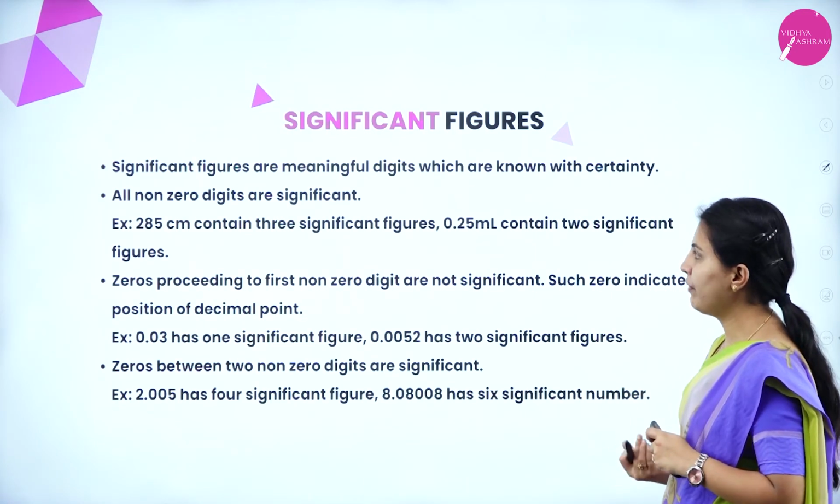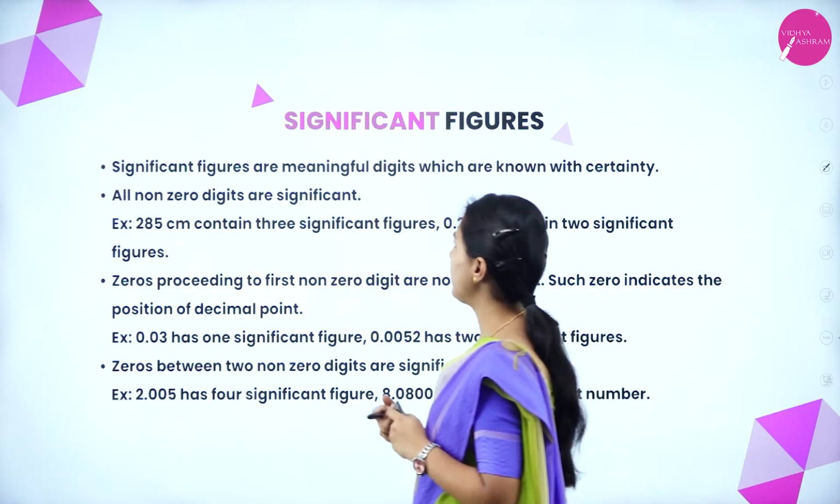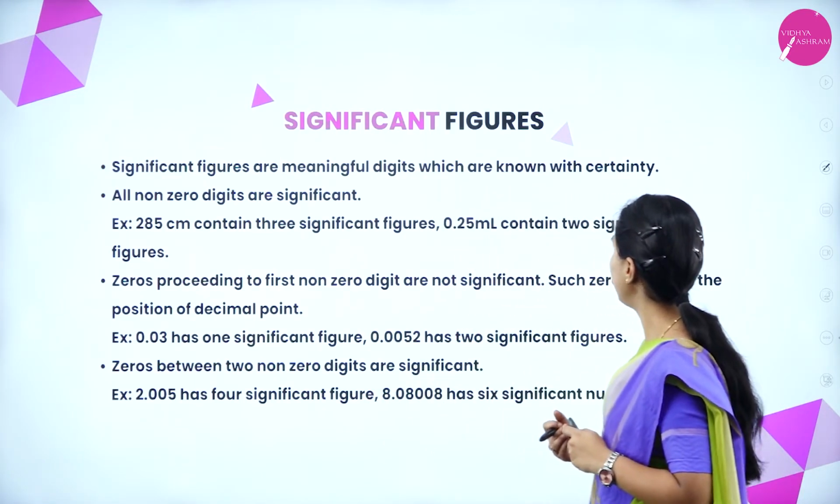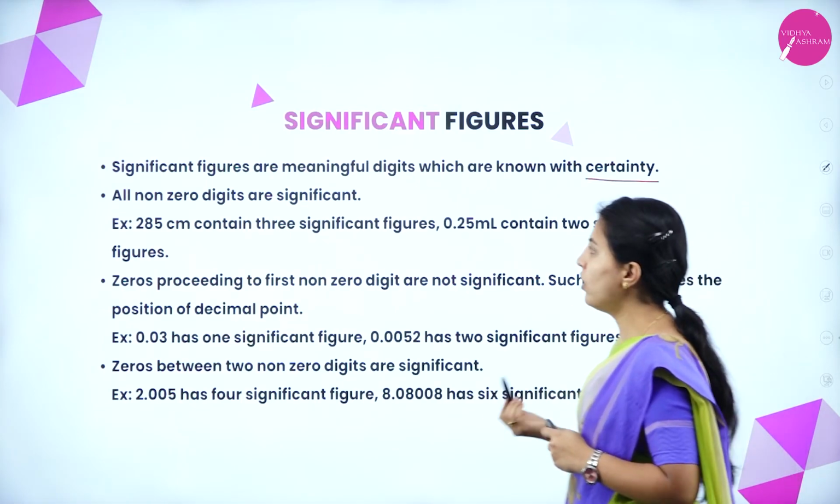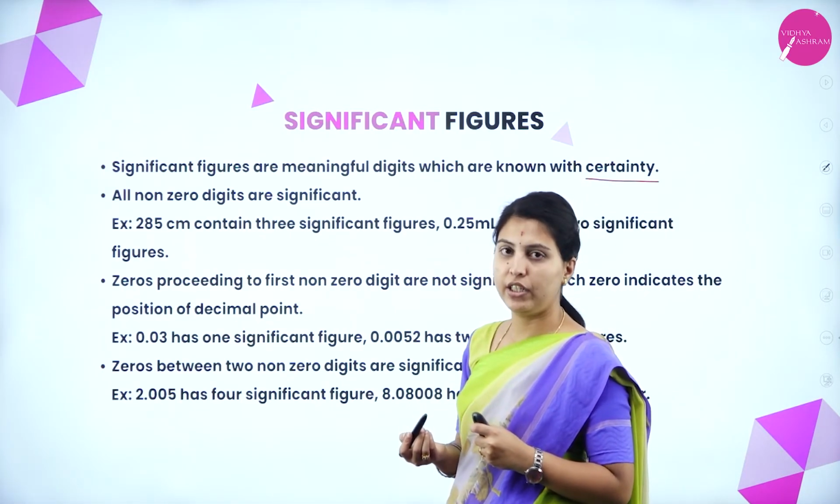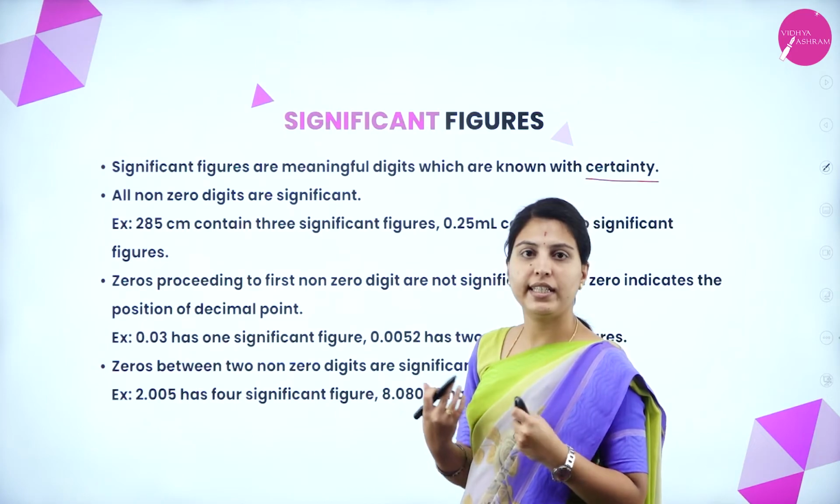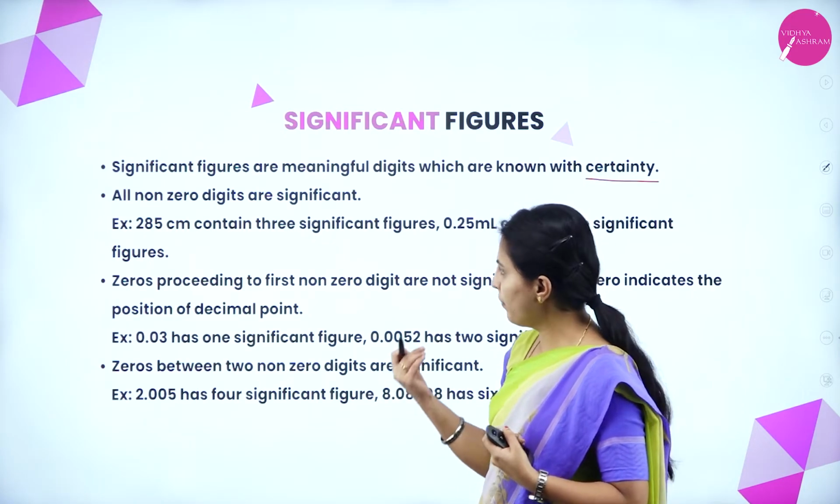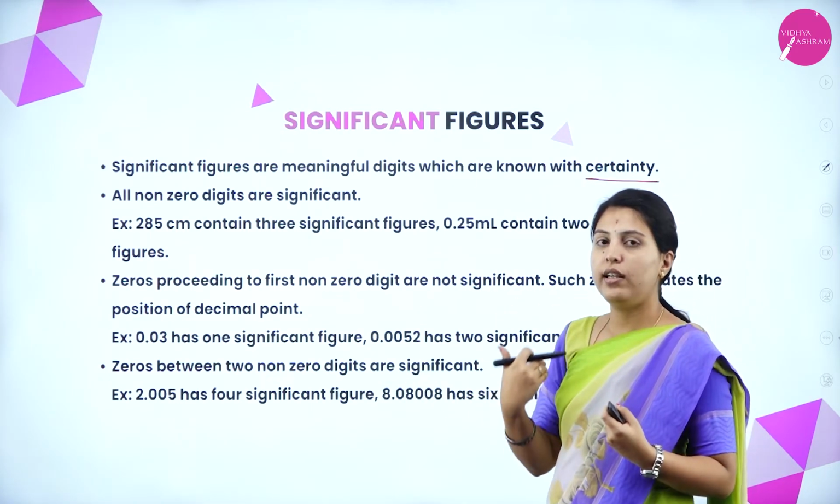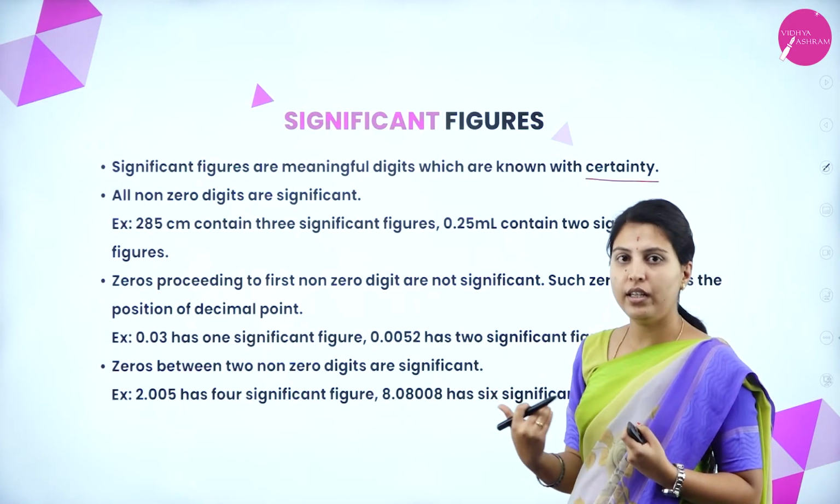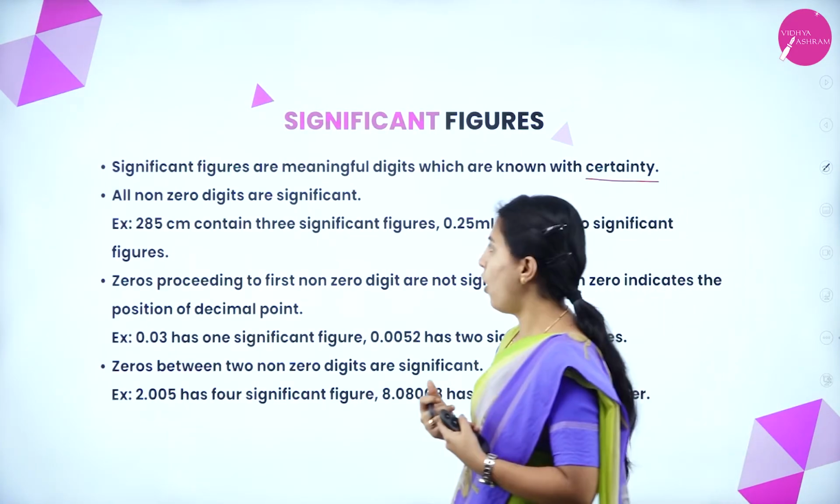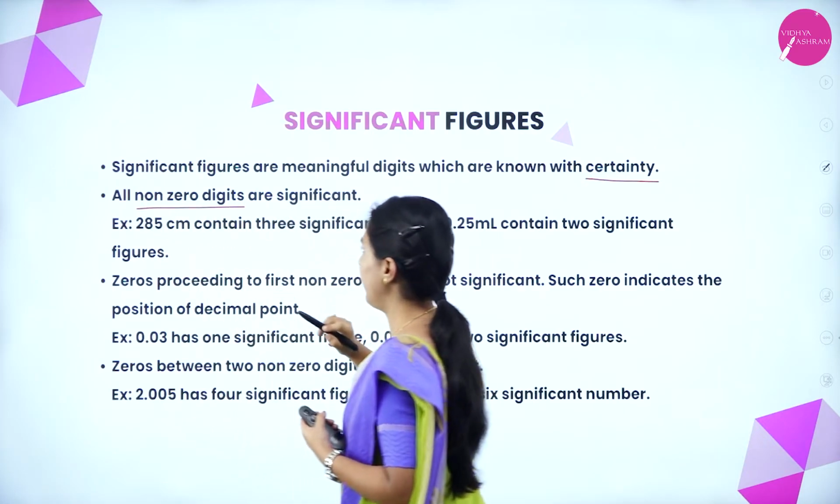Next is significant figures. Significant figures are meaningful digits which are known with certainty. All non-zero digits are significant. See, we cannot say that all the numbers are significant. So, significant figures have some rules that we are seeing now. All non-zero digits are significant.